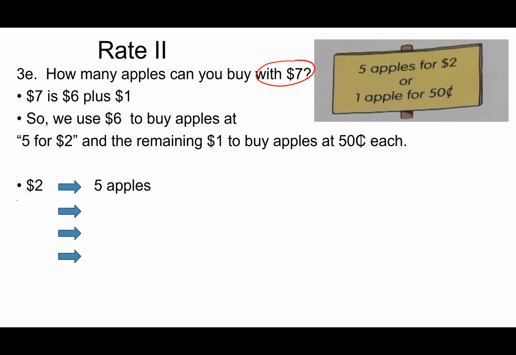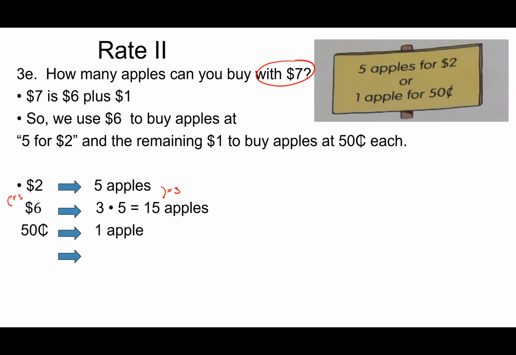I'm going to multiply both sides by 3. Okay, and Declan, I'm going to call on you. It's 15. Okay, good job. I have $1 more left. How many apples can I buy with that last $1? McKinley? 2. I can buy 2 more apples.